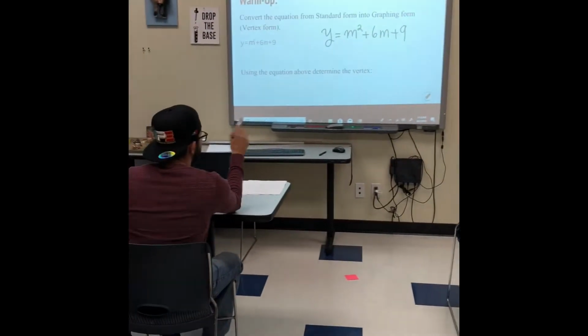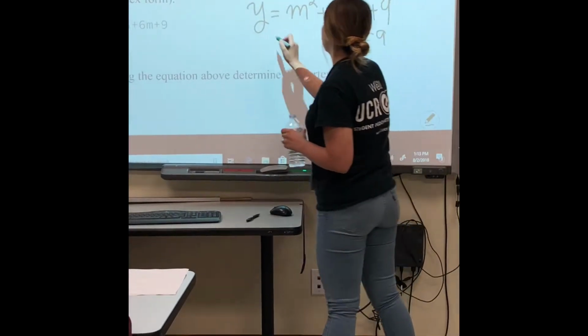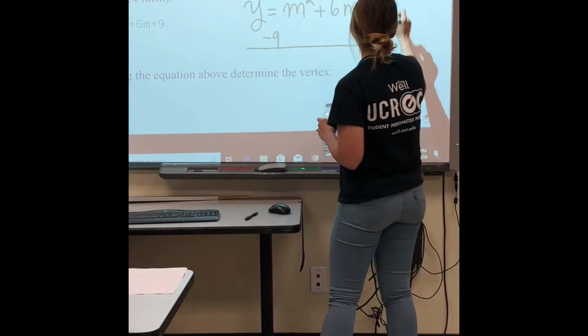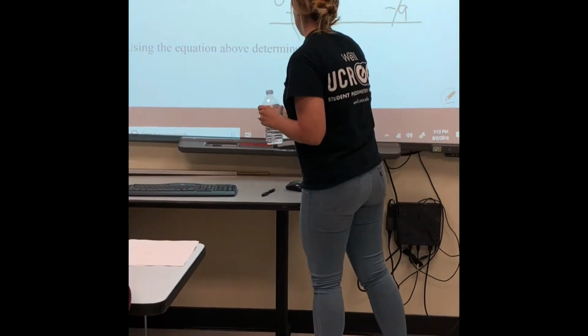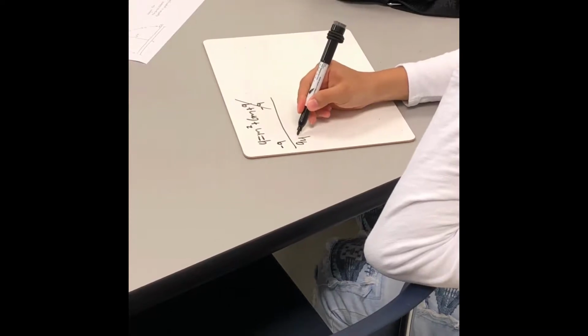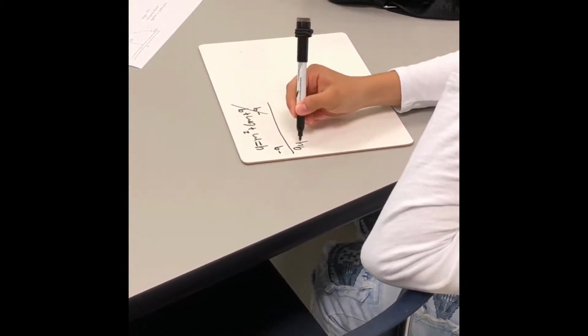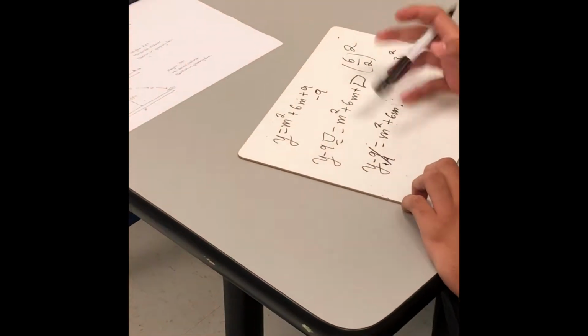Subtract 9 from both sides. Yeah, so let's do that. Now I have y minus 9 is equal to m squared plus 6m. And then I'm just going to include a box here, so I'll write plus a box, plus a box. Does anybody remember what goes inside that box?